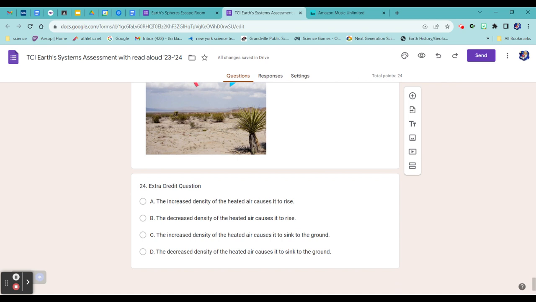A, the increased density of the heated air causes it to rise. B, the decreased density of the heated air causes it to rise. C, the increased density of the heated air causes it to sink to the ground. D, the decreased density of the heated air causes it to sink to the ground.